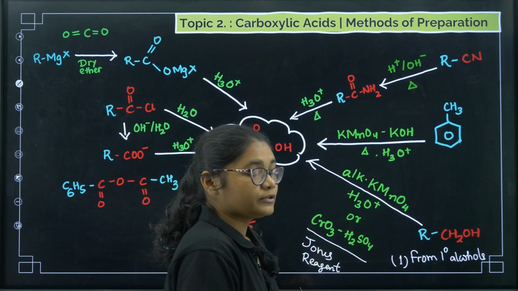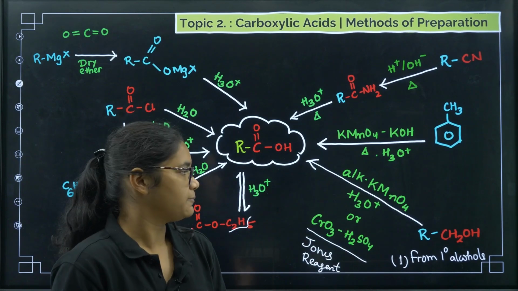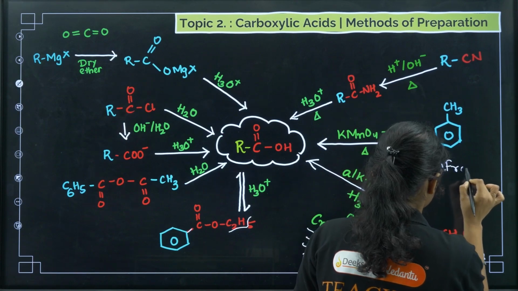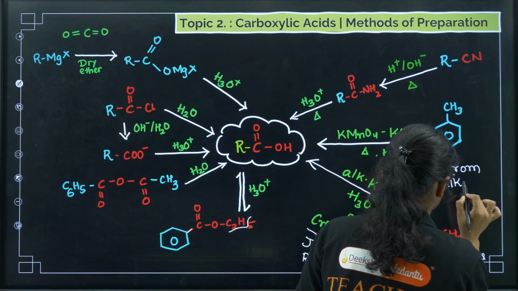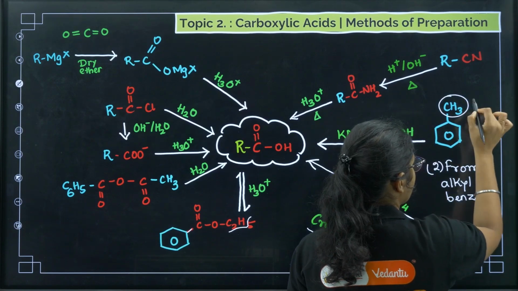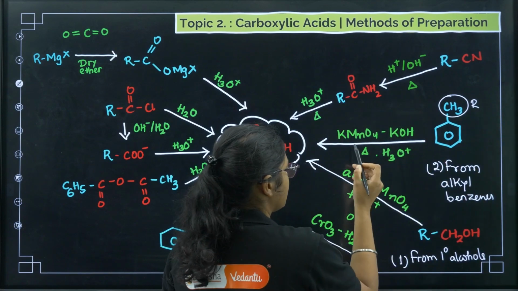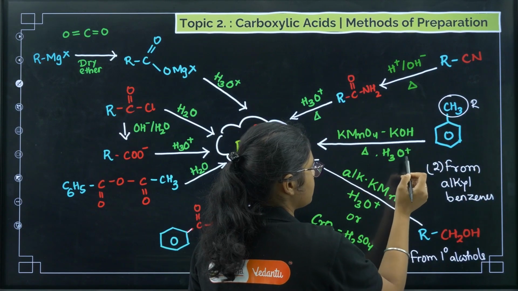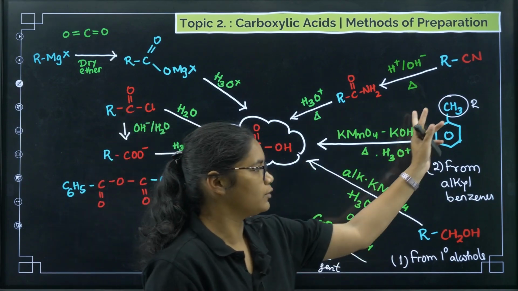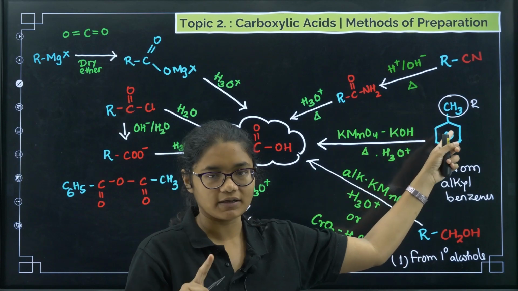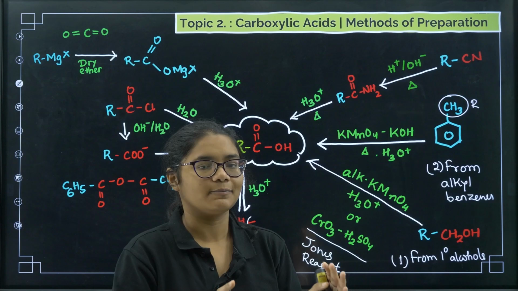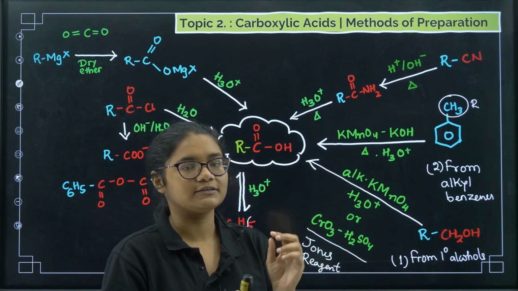Okay, so the second method of preparation was from alkyl benzenes, right? So here you can take any alkyl group. Okay, this is R, any alkyl group, just treat it with alkaline KMnO4 and then heat, H3O plus. This R group will get converted to RCOOH, or benzene COOH. So here it need not be that only one carbon is required. You can take 2 carbon, 3 carbon, 4 carbon, anything will get converted to carboxylic acid. Okay, so the second method is from alkyl benzenes.